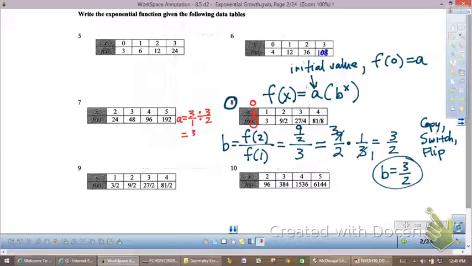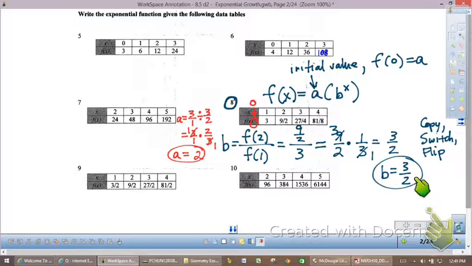You copy the 3/1, switch the division to multiplication, flip the second fraction. What cancels out this time, guys? The 3's cancel out, becoming 1. 2 times 1 is 2. 2/1 is plain old 2. Alright, so we have our a and we have our b.